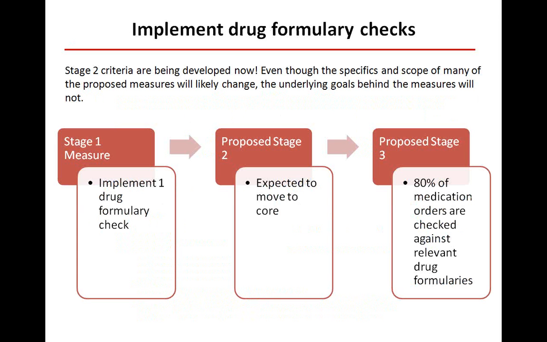So looking ahead to stage 2 criteria. For stage 1, again, implement one drug formulary check, and this is a menu measure. We do expect that this is going to be moved to a core measure for stage 2. And looking ahead, stage 3 proposed rules right now, or proposed guidance, show that they're aiming to ensure that 80% of medication orders are checked against relevant drug formularies. And this is all open and subject to change, but knowing that we are moving forward and looking at more stringent measures in the future, implement this right now with an eye towards that.